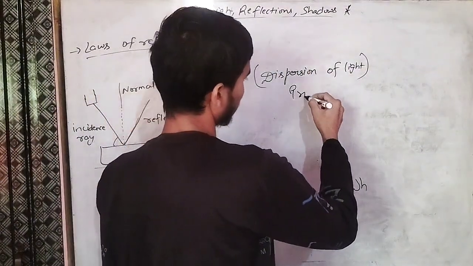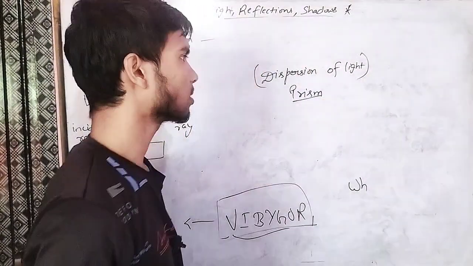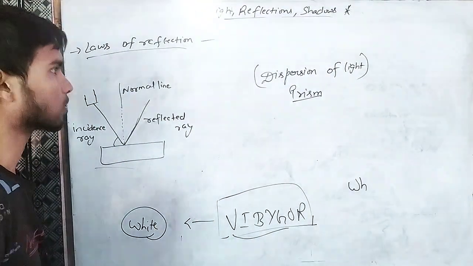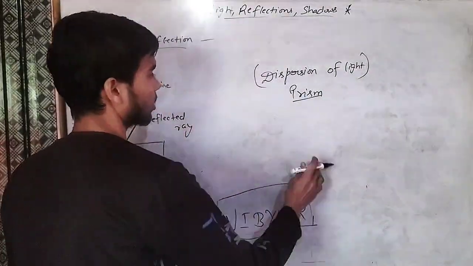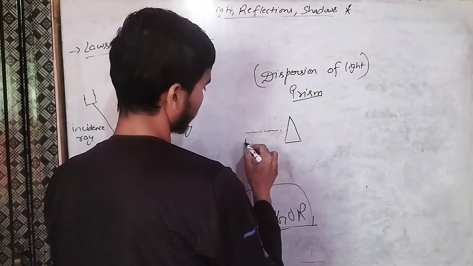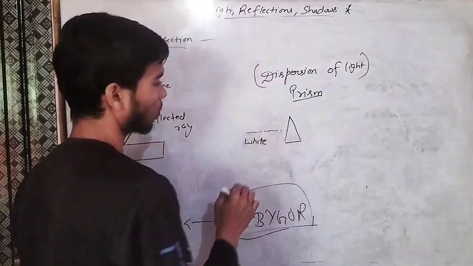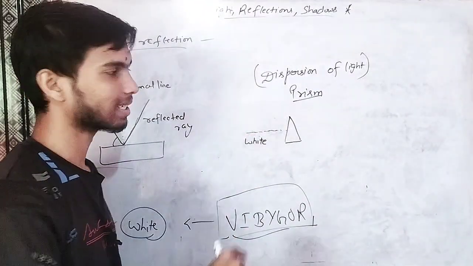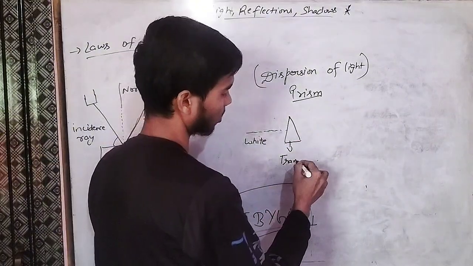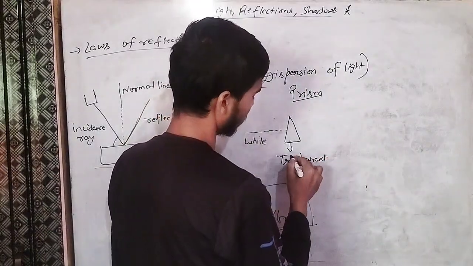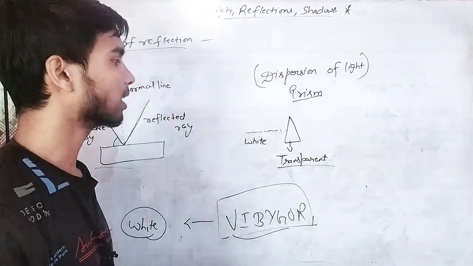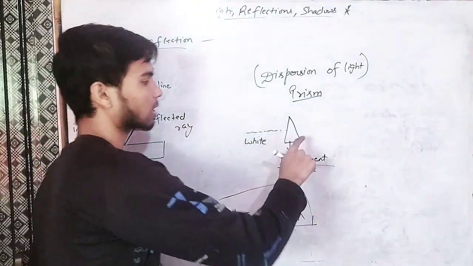Prism. A prism is the best example to explain dispersion of light. This is a prism. This is white light. This white light is entering through this object, because a prism is transparent. We are entering this white light through this transparent prism.